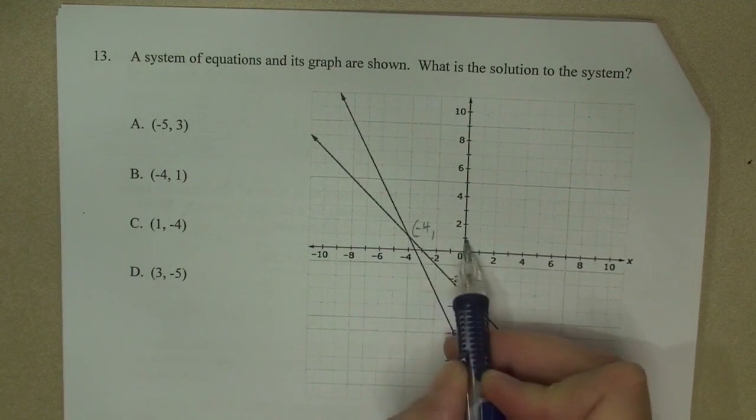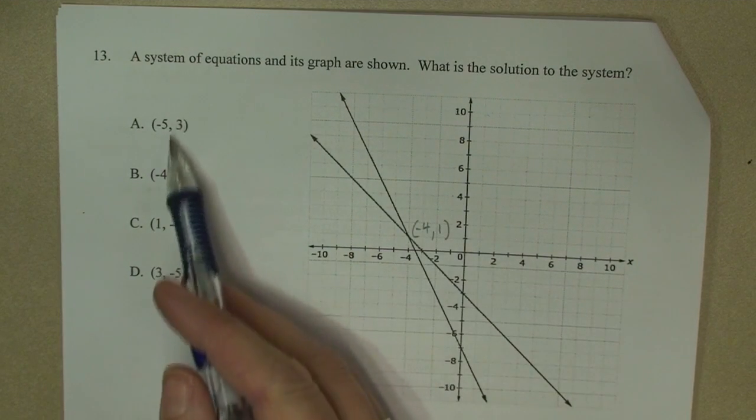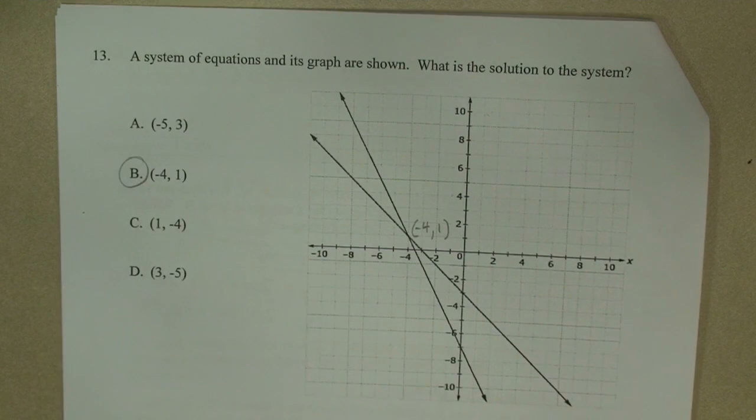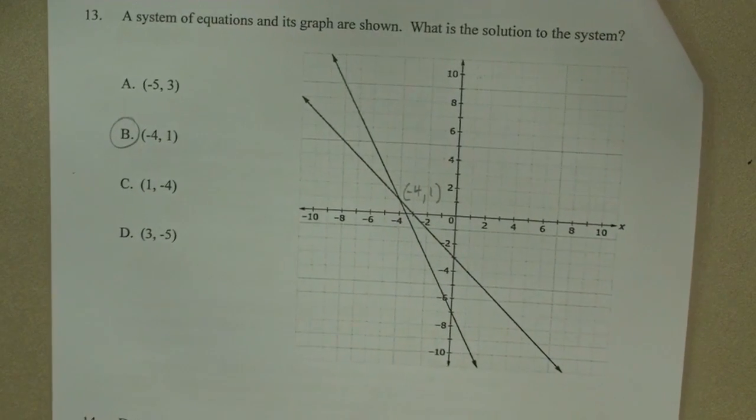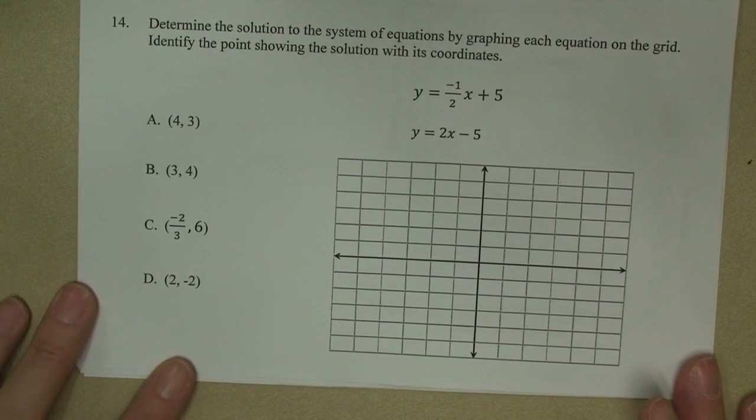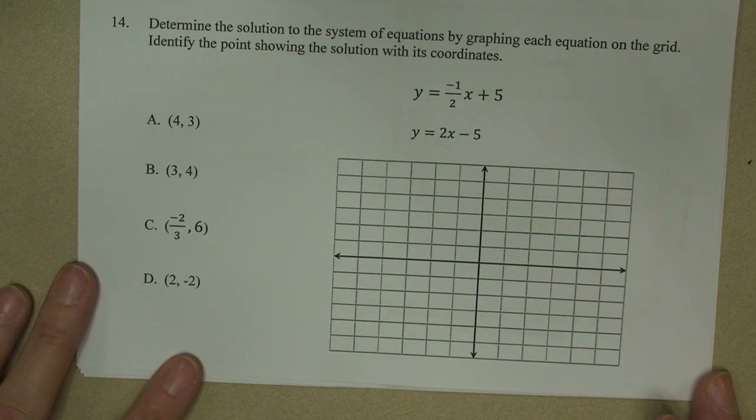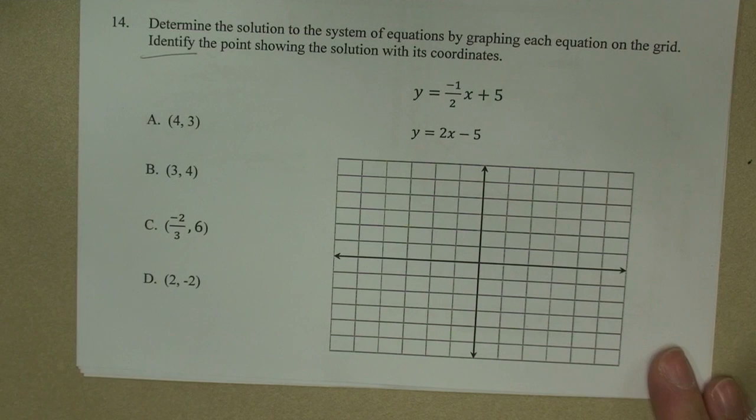And I'm going up to +1. So I'm looking for -4, 1. There it is. So this is just knowing how to read your graph for number 13. Number 14, determine the solution to the system of equations by graphing each equation on the grid. Identify the point showing the solution with its coordinates.